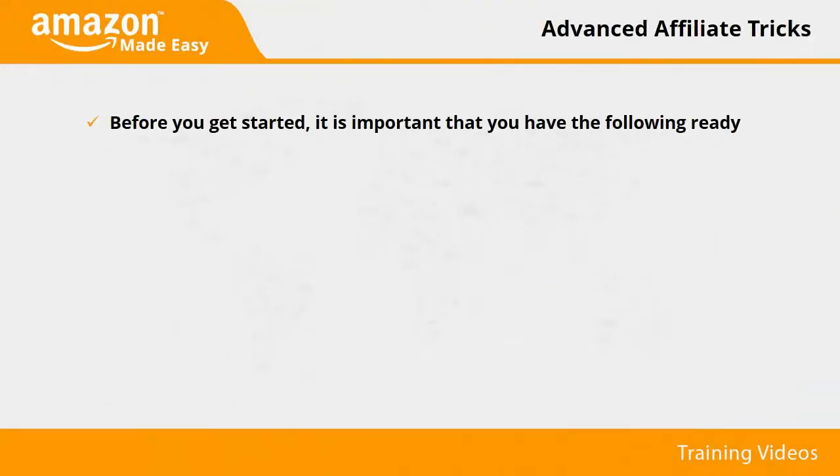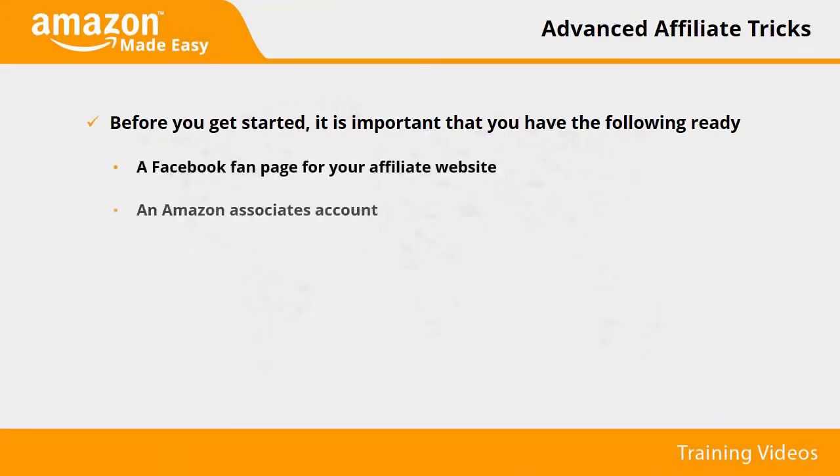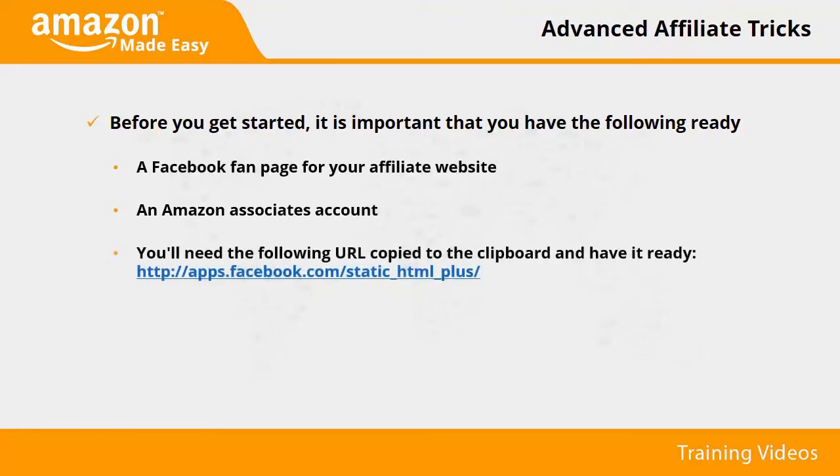Before you get started, it is important that you have the following ready: a Facebook fan page for your affiliate website, an Amazon Associates account, and you'll need the following URL copied to the clipboard and have it ready: http://apps.facebook.com/static_html_plus/. For the purposes of this video, and because you have made it this far into the training, we will assume that you already have a Facebook fan page for your affiliate website and an Amazon Associate account as well as an aStore built. We also recommend you are logged into Facebook and your Amazon Associates account on separate tabs in the same browser just in case.